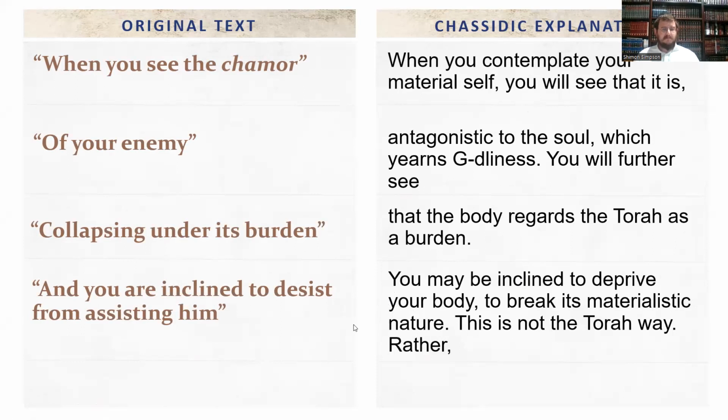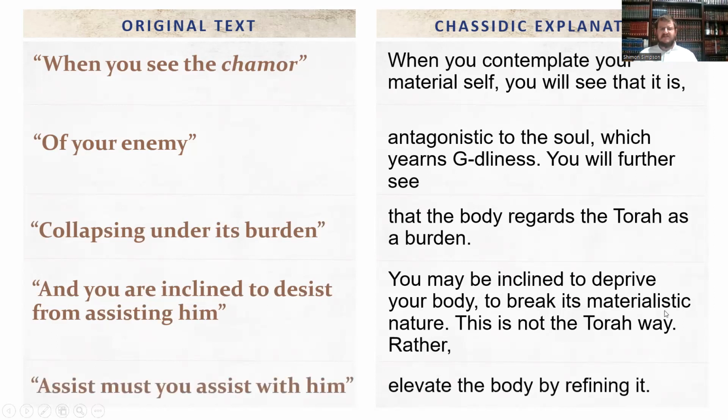What does that mean? You may be inclined to deprive your body, to break its materialistic nature because you want to follow your spiritual soul. This is not the Torah way. Rather, continues the verse, you must assist with him. Work with the body, elevate it, refine it, utilize it for your purpose of strengthening.